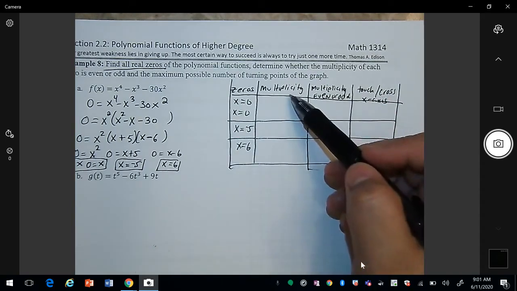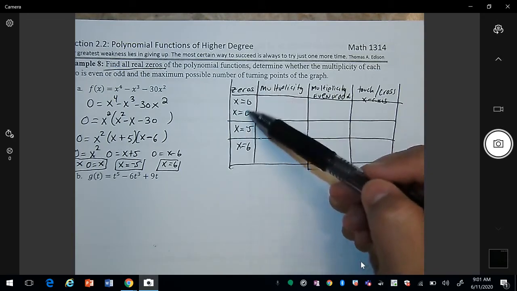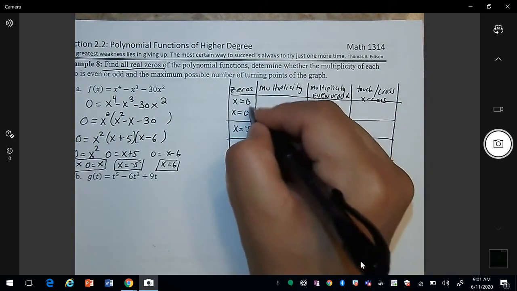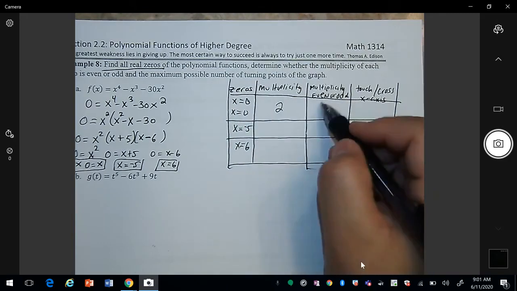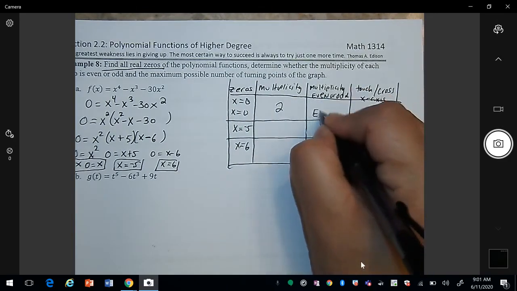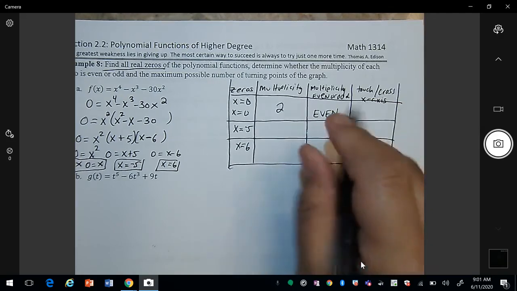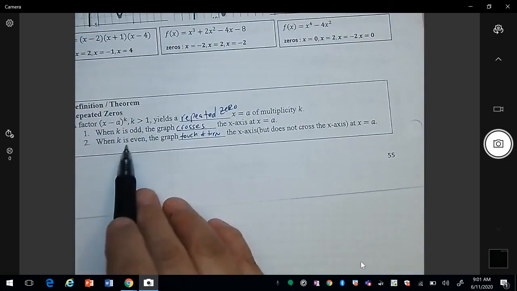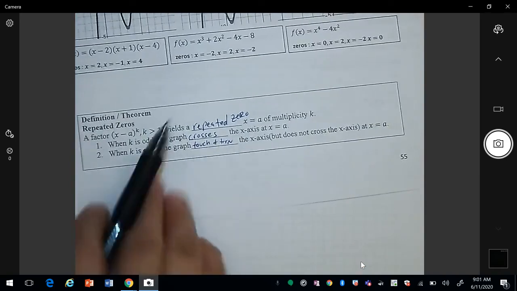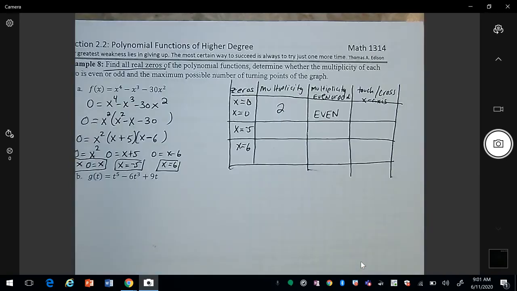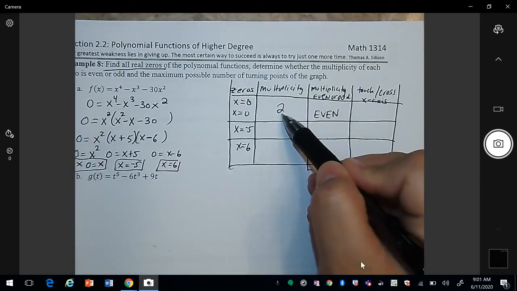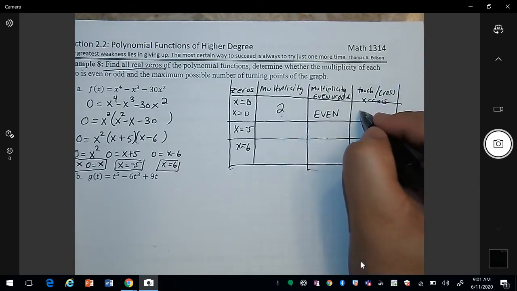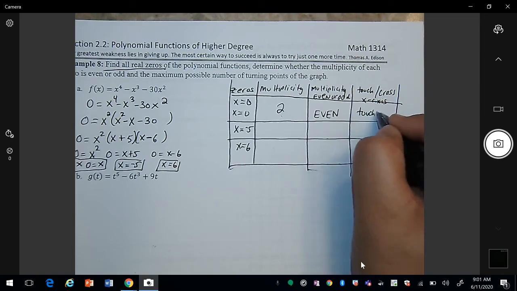Okay, so the multiplicity means how many times it repeated itself. So we ended up with 2 zeros. The multiplicity here is even. So according to the definition, when k is even, the graph is going to touch and turn. So since the multiplicity is even, we say that it touches and turns.